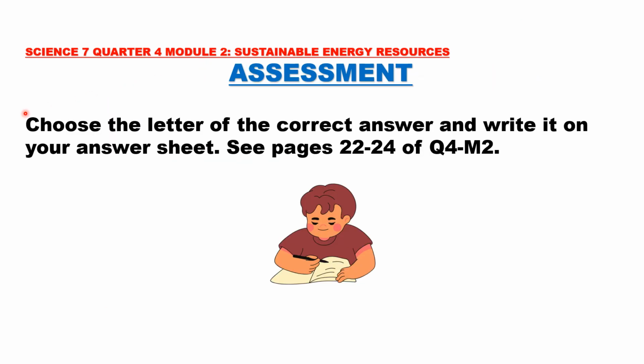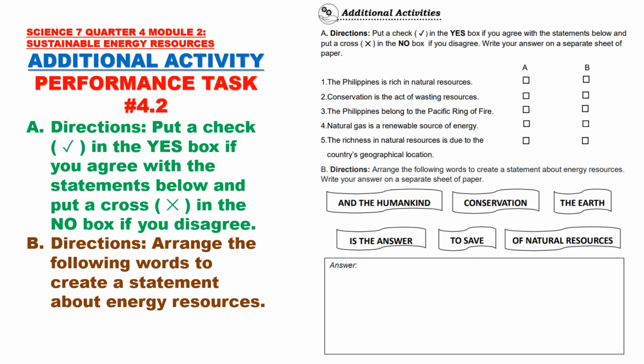Assessment. Choose the letter of the correct answer and write it on your answer sheet. See pages 22 to 24 of Quarter 4, Module 2. Additional activity. Performance task number 4.2. Part A. Put a check in the yes box if you agree with the statements below and put a cross in the no box if you disagree. Next, Part B. Arrange the following words to create a statement about energy resources. So write your answer here in this box.